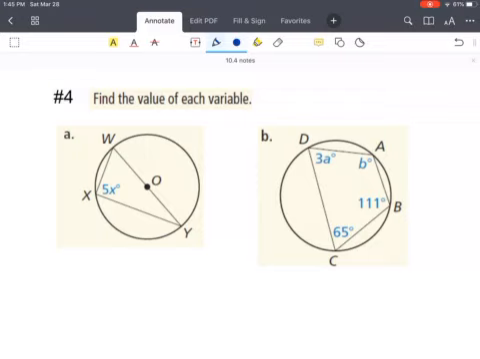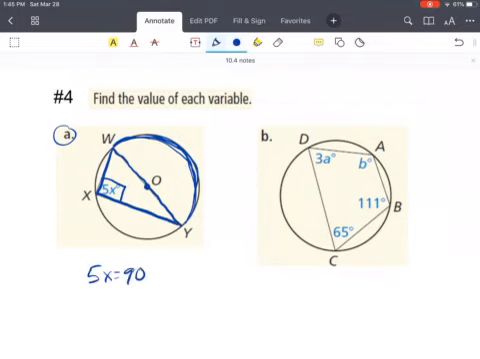So for number 4, in A, we have clearly the center marked. Clearly that has to be the diameter, which means we have 180 degrees for this arc, which means inscribed to 180 degrees is this angle. So 5x must be equal to 90 degrees.